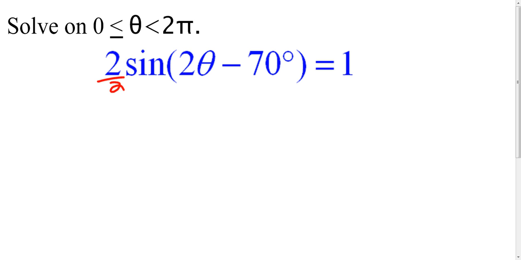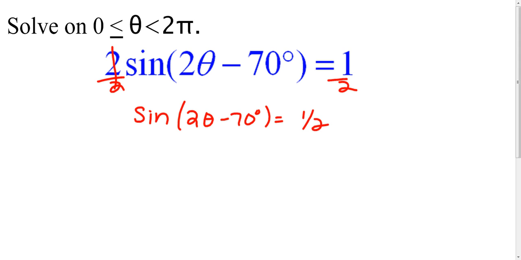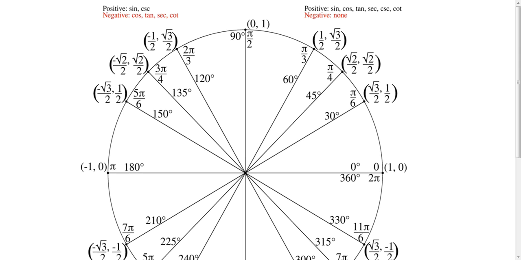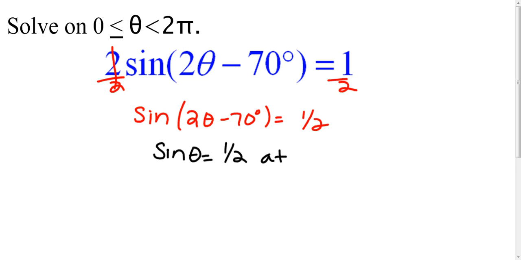So I want to divide this guy by 2. So I am looking for where sine at 2 theta minus 70 degrees is equal to 1/2. Okay, so first of all, I'm going to just figure out where sine at regular theta is 1/2. If you look at your unit circle, sine is your y value. Your y value is 1/2 at pi over 6 and at 5 pi over 6. Okay, so I'm going to go back here at pi over 6 and 5 pi over 6.